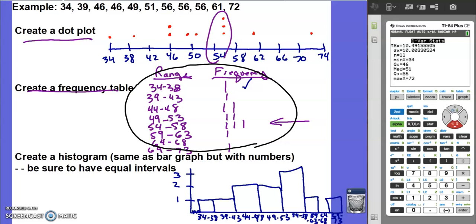It still has the ranges, 34 to 38 is what I have up here, and 39 to 43, same thing I have up here. It's the same information as this, okay? Same exact information, just the difference between a bar graph or a histogram and a frequency table, which looks like a tally sheet. So those are 3 different ways to plot or graph the same data.